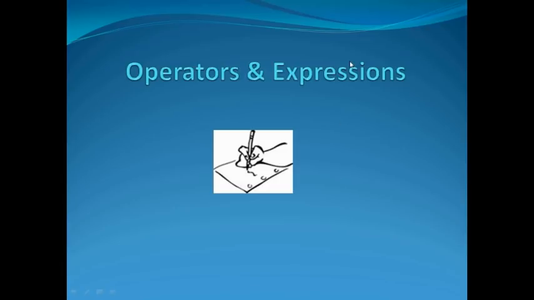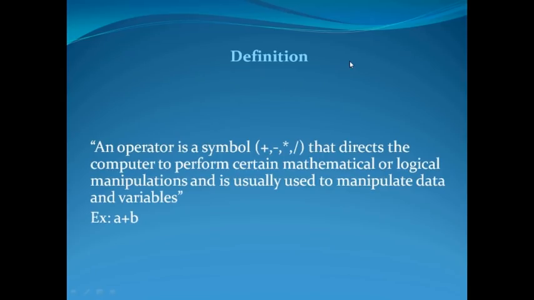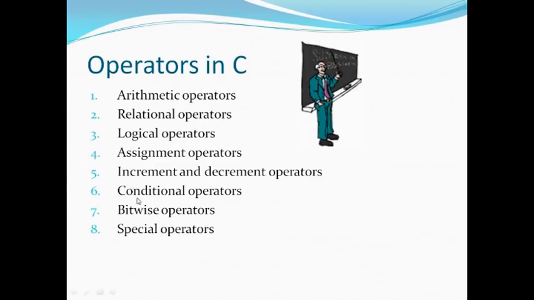Operators and expressions. First we see the definition of an operator. An operator is a symbol that directs the computer to perform certain mathematical or logical manipulations and is usually used to manipulate data and variables. One example for an operator is A plus B, where plus is called an operator, A and B are called operands. There are many different types of operators in C.